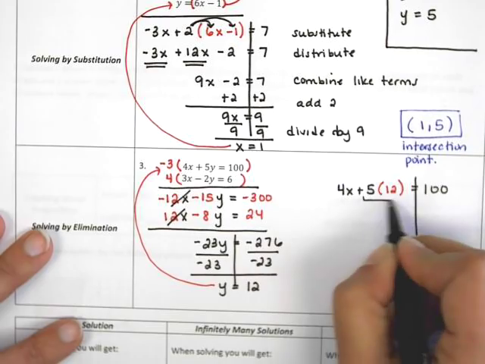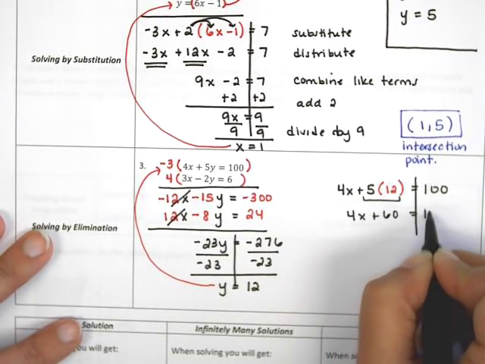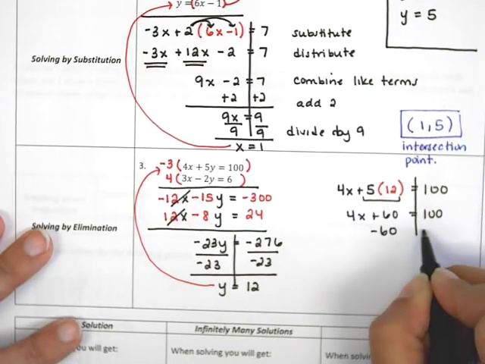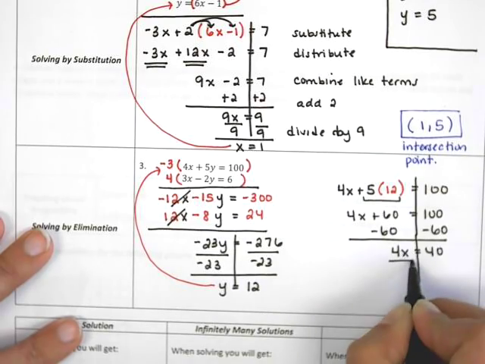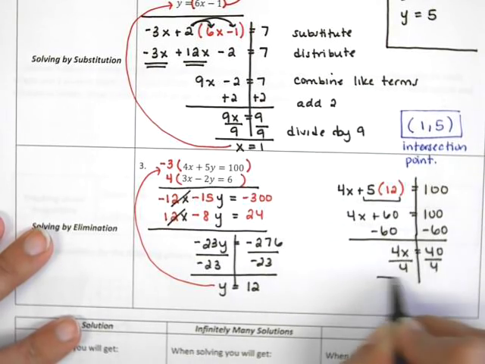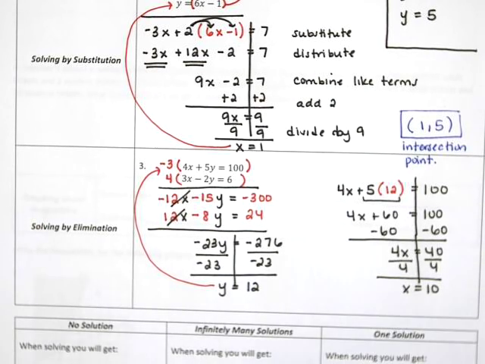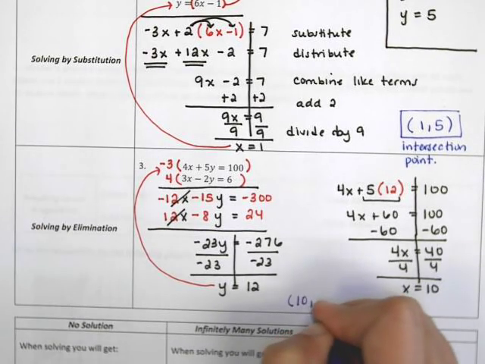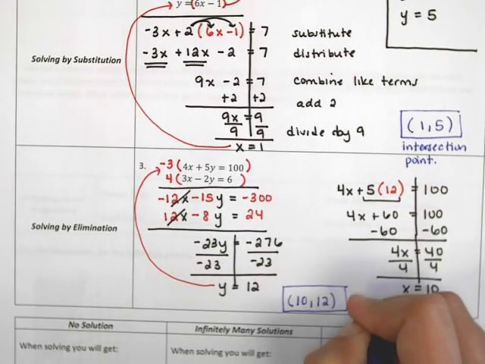So 5 times 12 is 60. I'm going to subtract 60 on both sides. So I have 4x equals 40. And then I'm going to divide by 4 on both sides. So I have x equals 10. What that means is that my final answer should be 10, 12, because that would be the intersection point.